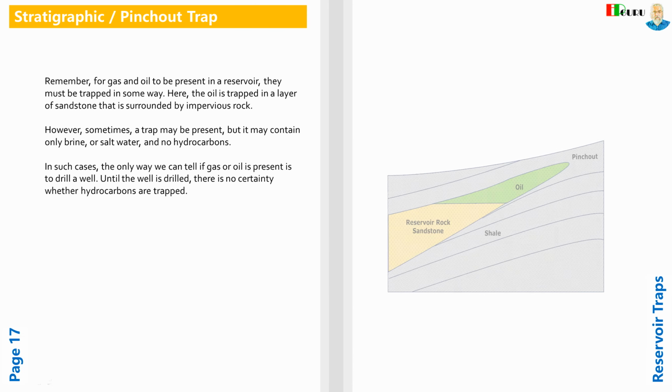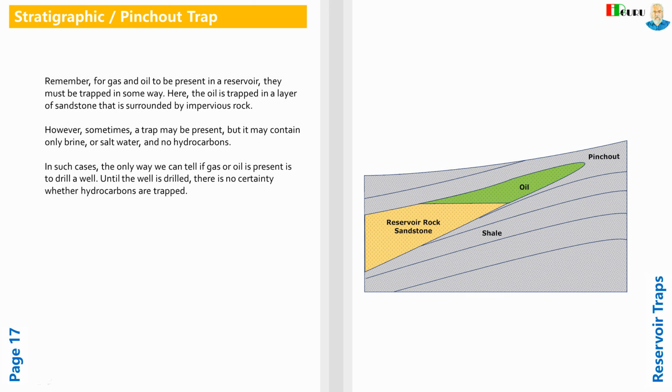Remember, for gas and oil to be present in a reservoir, they must be trapped in some way. Here, the oil is trapped in a layer of sandstone that is surrounded by impervious rock. However, sometimes a trap may be present, but it may contain only brine or salt water and no hydrocarbons. In such cases, the only way we can tell if gas or oil is present is to drill a well. Until the well is drilled, there is no certainty whether hydrocarbons are trapped.